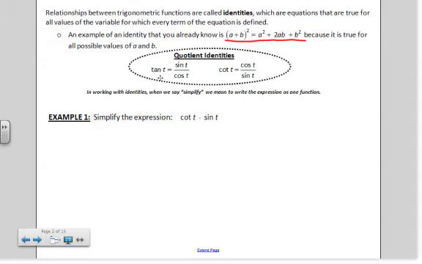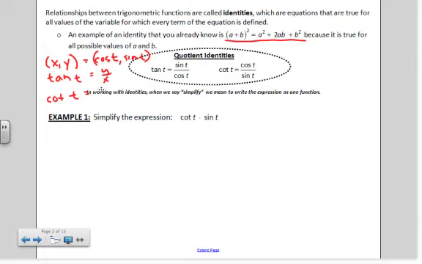Now why do we know this is true? Let's remember from the last lesson that the point (x, y) on the unit circle becomes the point (cosine t, sine t). So what do we know about the tangent of t? Well, tangent of t is y over x. And look at what your y is and what your x is. Notice that's where this relationship comes from. So the tangent of an angle can be written as sine of the angle over cosine of the angle.